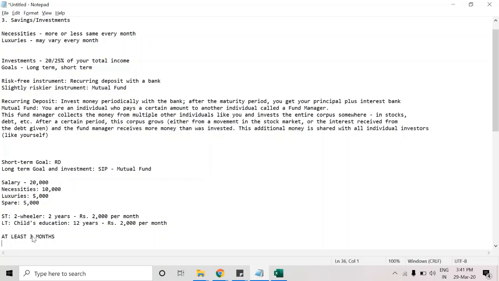Secondly, whenever you're investing, keep in mind the inflation rate. If the inflation rate is 6% and you're getting an interest of 6.5% on your recurring deposit, it makes no sense. You'd rather invest in a bank which is giving you at least an 8.5%, or you go in for riskier instruments. So whenever you're investing, keep the inflation rate in mind.